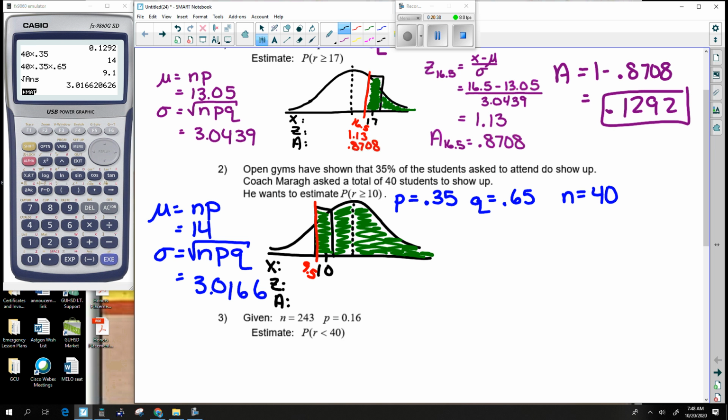I am interested in the area. However, again, when I find this area, this is going to give me the area to the left, which is what I don't want. So at the end, I'll have to take this 1 minus area concept to get the area of the green that I do want. Anyways, the first thing that I need to do is find the z-score of 9.5.